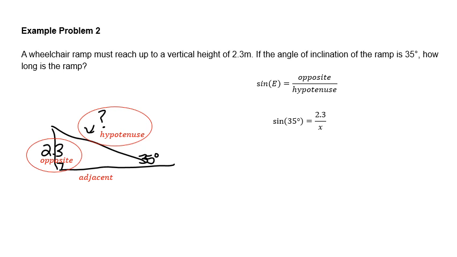So sine of 35, because 35 is our angle, equals 2.3, our opposite, over x, because we don't know what our hypotenuse is yet. We take the sine of 35 degrees and we get 0.5736. And then because our x is in the denominator in the bottom, we make that switch. So x equals 2.3 over 0.5736. Put that division problem in our calculator, and we get that x is 4. So the ramp would be 4 meters long.